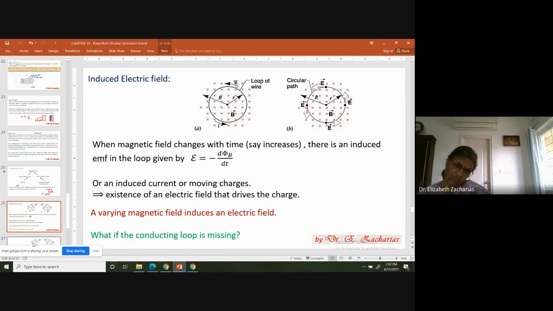What I'm going to discuss now is slightly complicated conceptually, so please listen. I don't know how much you are able to really see. There is a region. Let us consider a circular region.